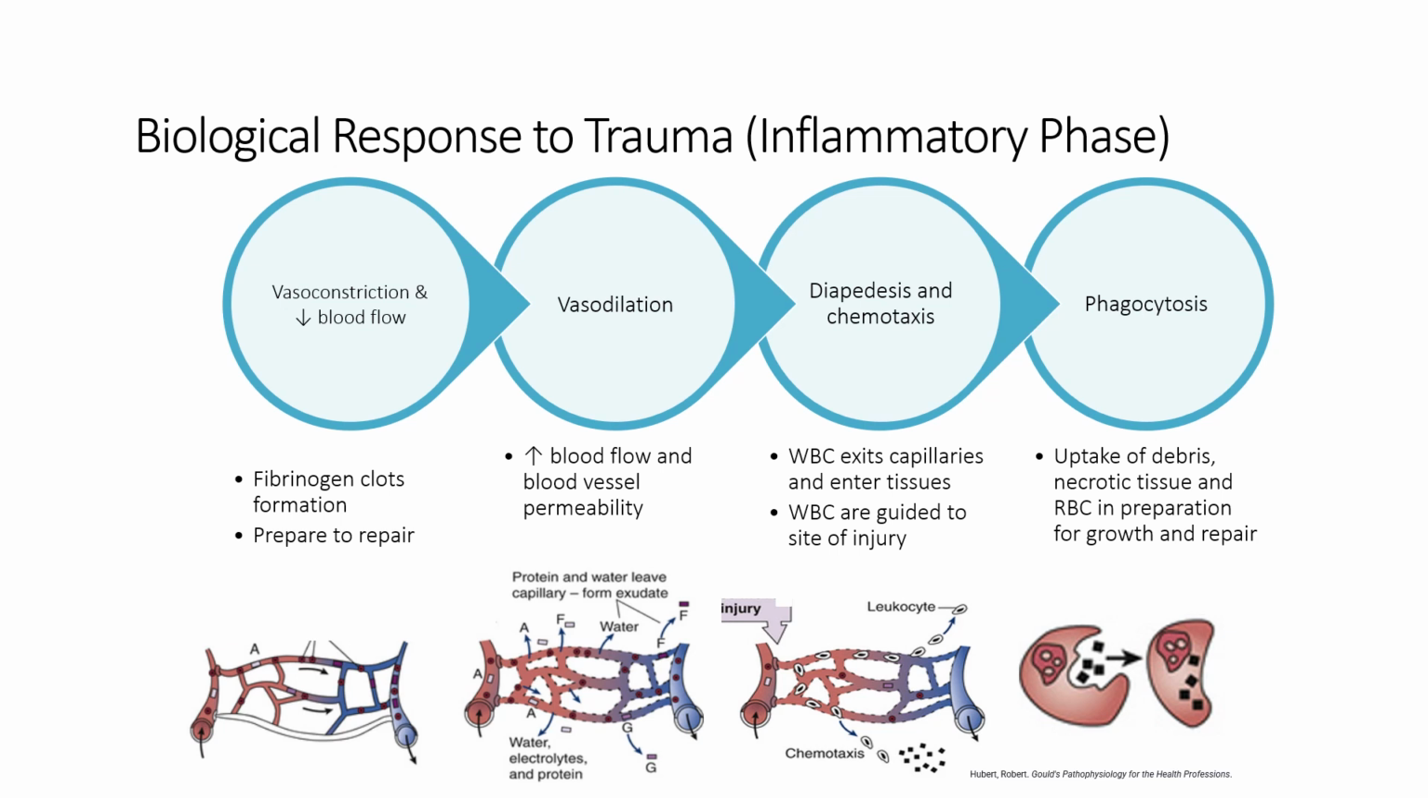During the inflammatory phase, there is vasoconstriction, which is the initial narrowing of blood vessels to reduce fluid flow or prevent the spread of bacteria and toxins. This limits blood flow to the injured area.